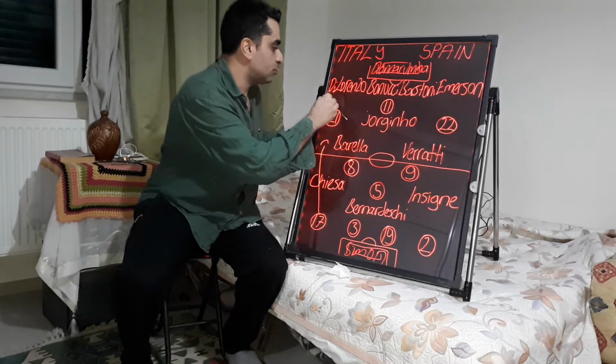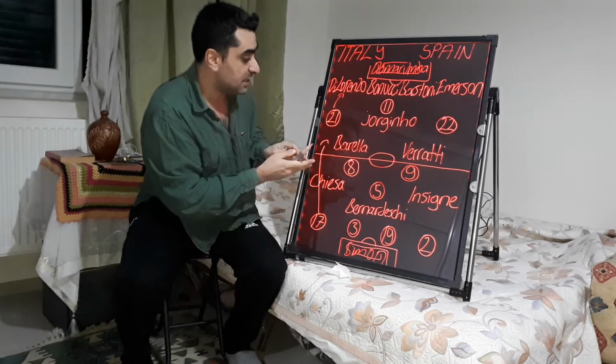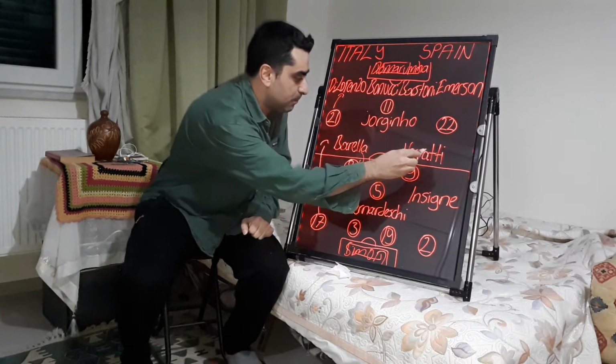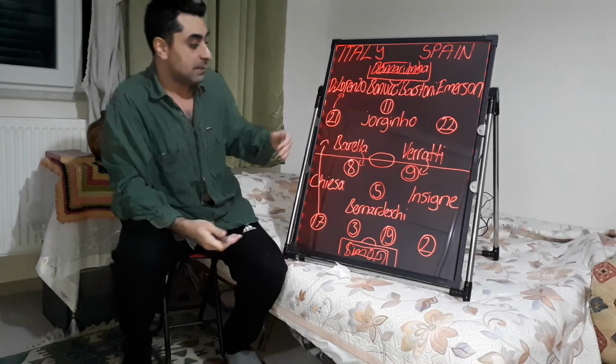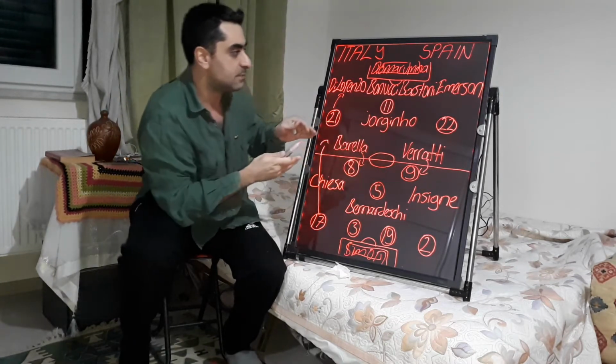Oyarzabal played close to Di Lorenzo and pressed Di Lorenzo. In the midfield, Barella played close to Koke and Verratti played one-on-one against Gavi, and sometimes Sergio Busquets made a higher press on Jorginho in Spain's attacks.